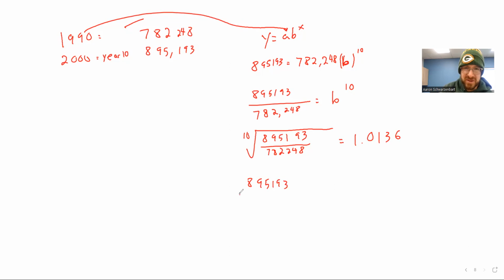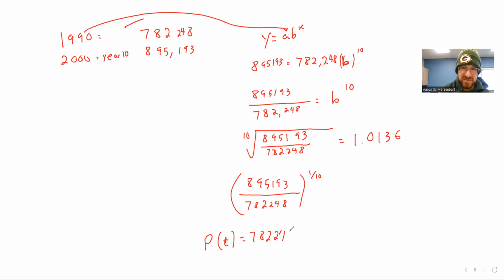If I were doing this on a calculator, sometimes I think it's in the math menu on the 84. It's a lot easier with the newer ones if you want to do the 10th root. Or a lot of times I just do this as the power of 1/10, which is the same thing. To write my population growth function, instead of y, we're going to call it p of t, population after t years. Well, I start with my initial population, and then I put in this b value that I just calculated, to the power of t, t being the number of years.